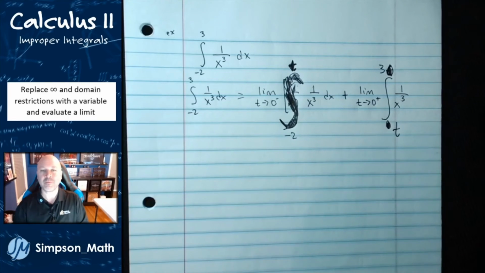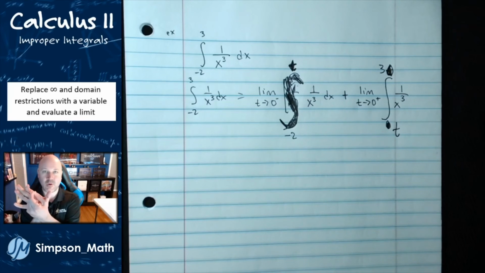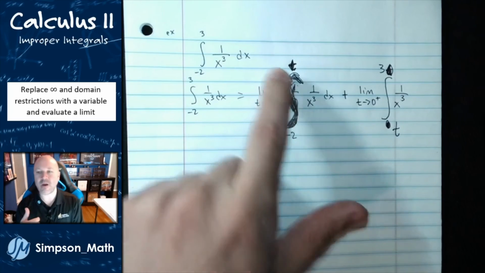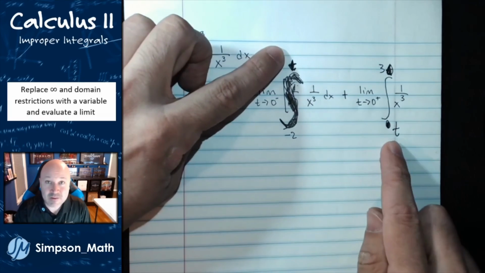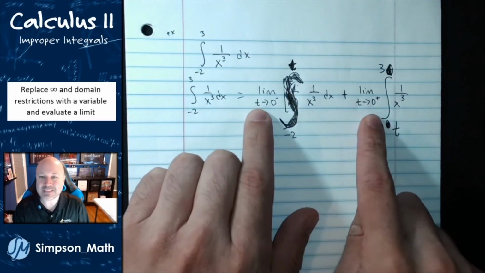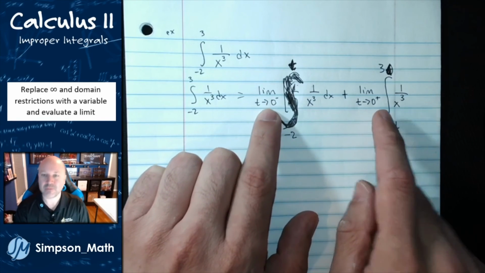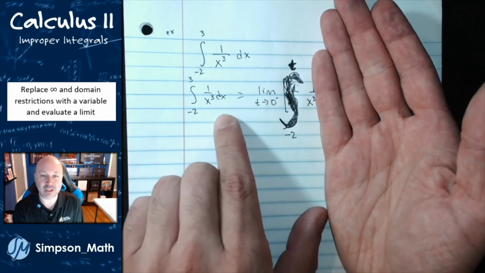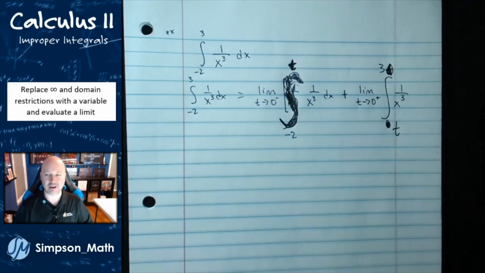Does that make sense what I'm trying to do? I've got this integral from -2 to 3. I got a problem at 0, so I'm splitting up the function. I'm looking at it from -2 to 0 and from 0 to 3. But 0 is a problem. I can't call it 0. I need to call it a variable t, and then I'm going to limit as I get closer and closer to that 0 value. In the first one, I'll be approaching 0 from the left. In the second one, I'll be approaching 0 from the right. Okay.